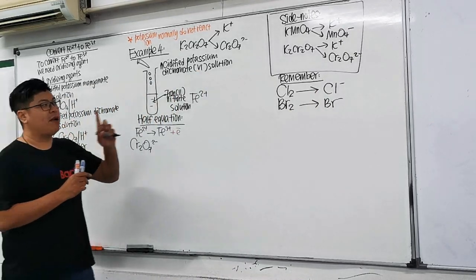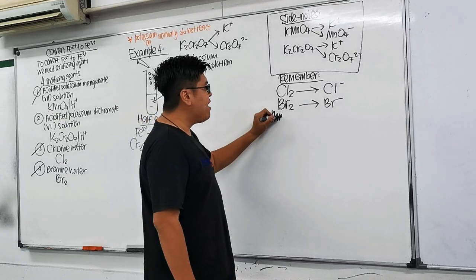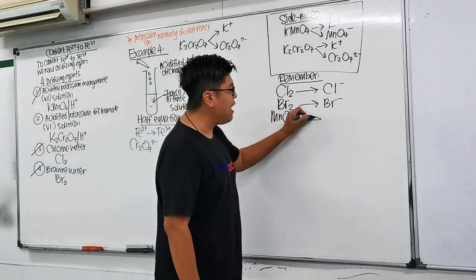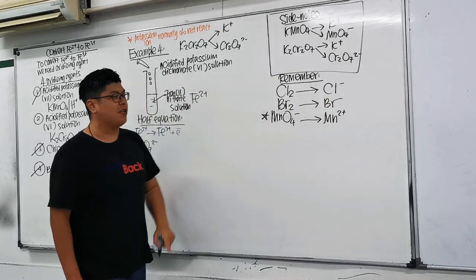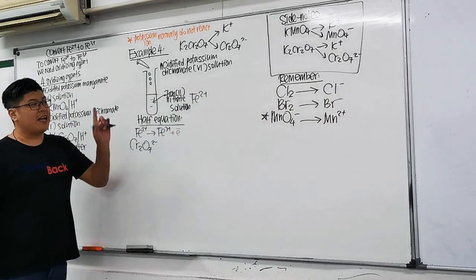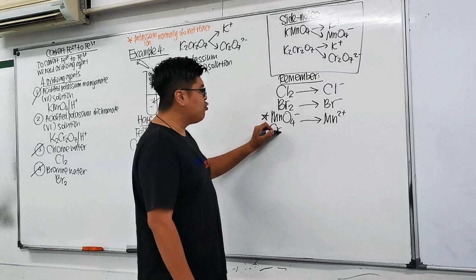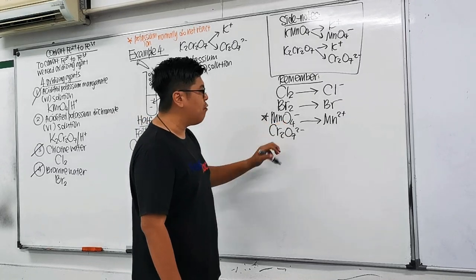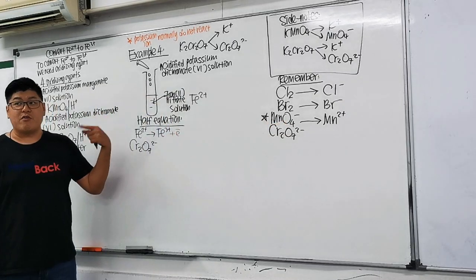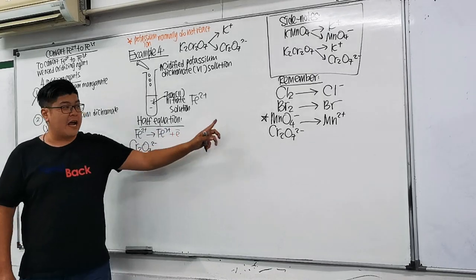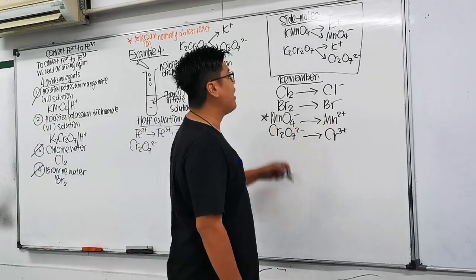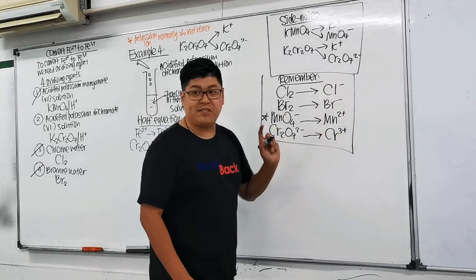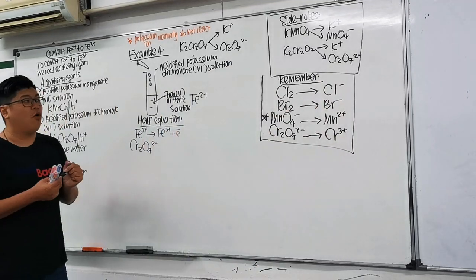Okay, last week we learned this. Manganate, MnO4 minus, automatically will become Mn2 plus. This is a bit trickier. This one you must know from last week. Today, the last thing. Cr2O7 dichromate, when it reacts, dichromate automatically will become chromium, Cr3 plus. This one you all must know.